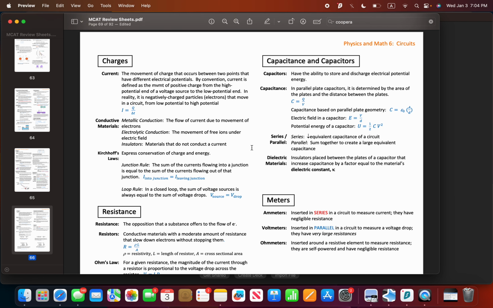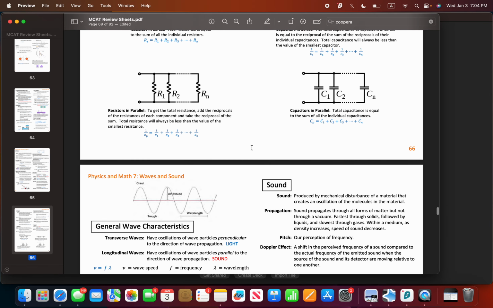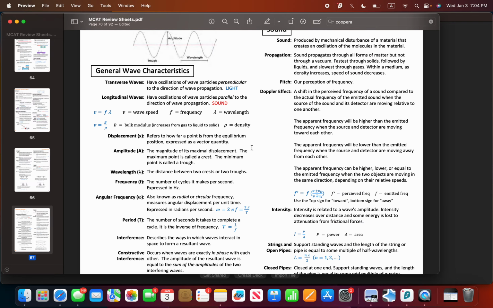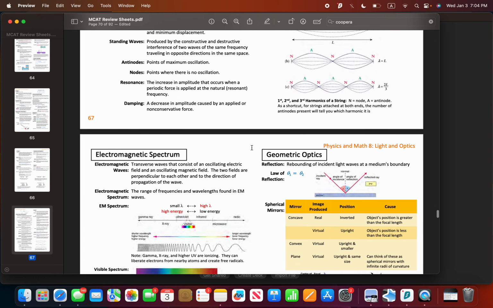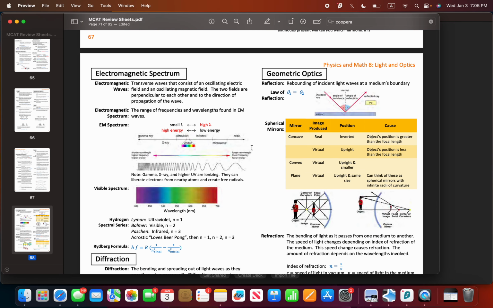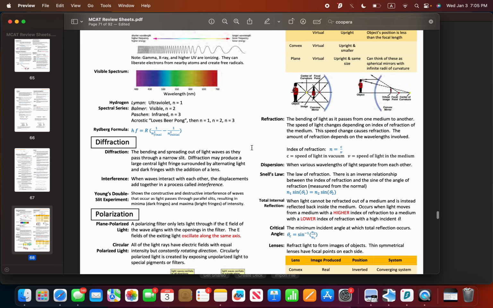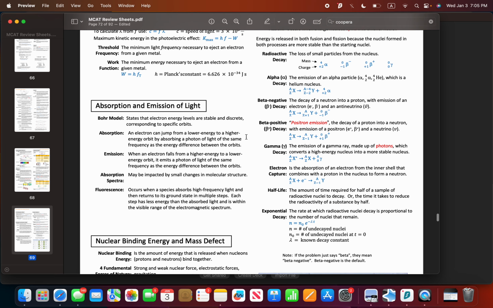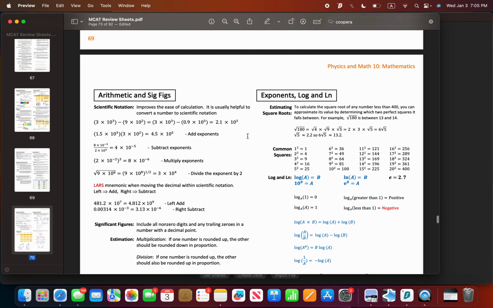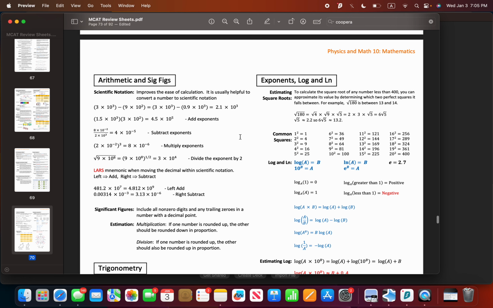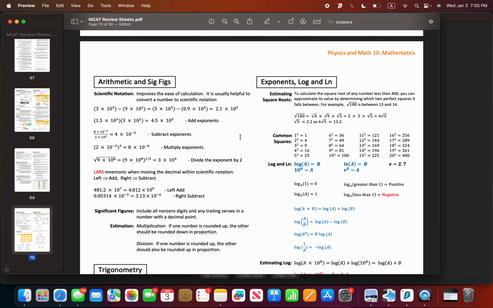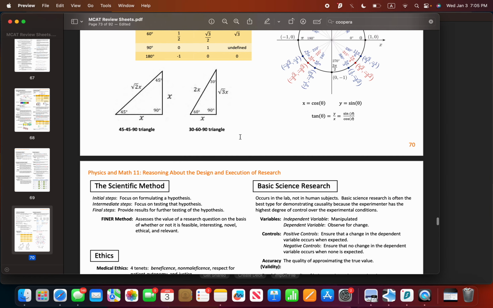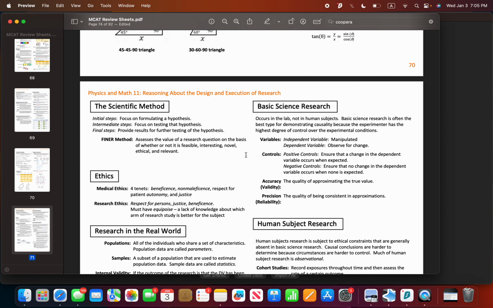We have circuits here. Circuits should be relatively easy. We have waves and sound, the Doppler effect, stuff like that. We have the electromagnetic spectrum, light and optics. And we have the atomic and nuclear phenomena. And we have the physics and math. This part is like the trigonometry and how to know the equations and such.